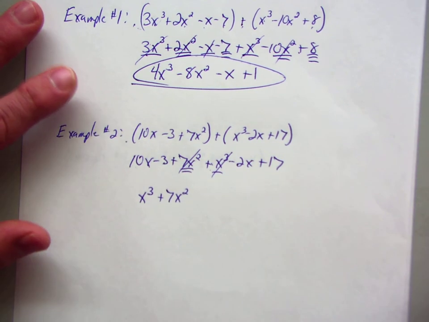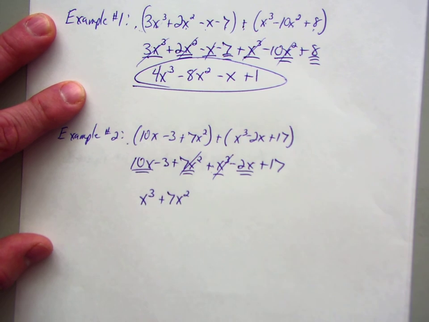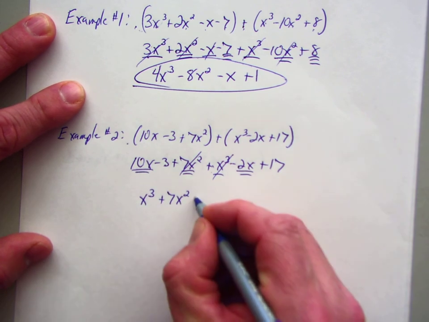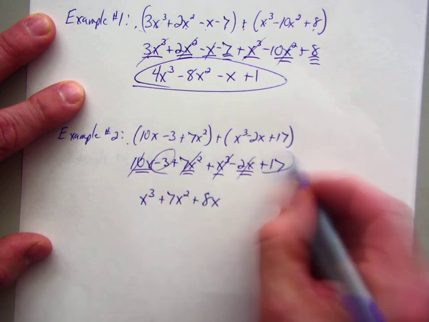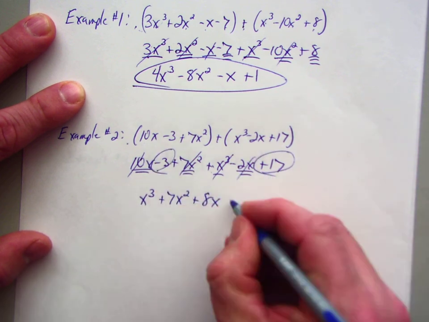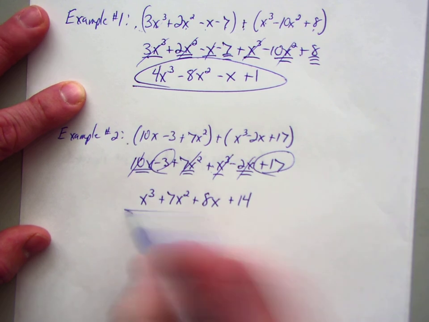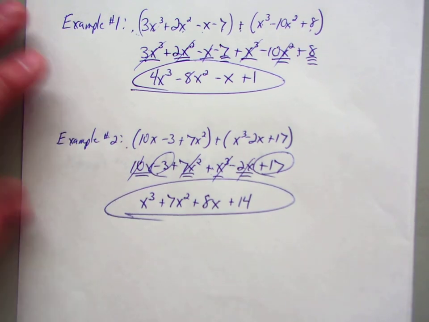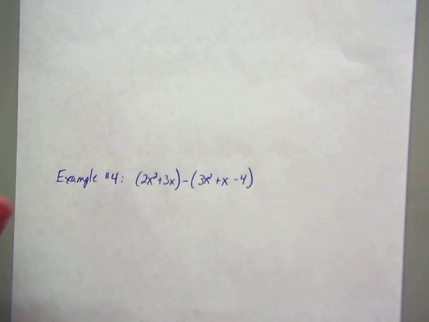After quadratic is a linear. So here's a linear and here's a linear. So 10 minus 2 is 8. And then I have a constant and a constant. So negative 3 plus 17 is a positive 14. And then here's your answer. That's a new polynomial. Alright, let's look at 2 more examples.